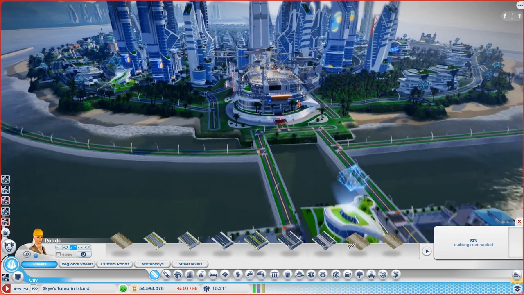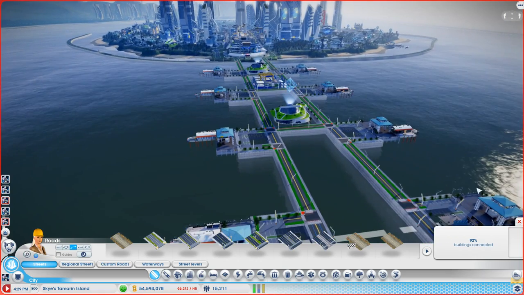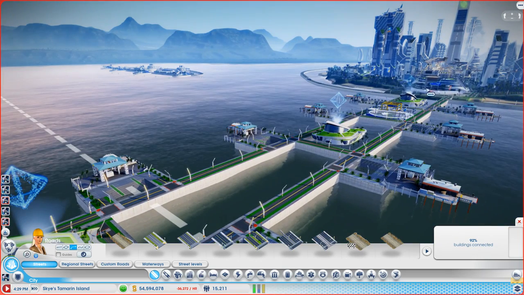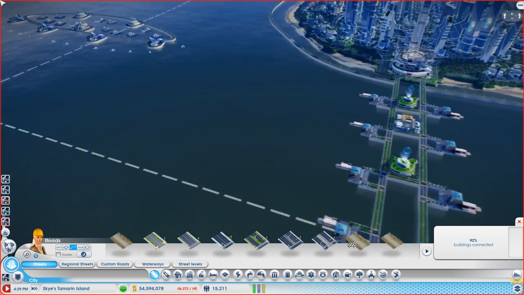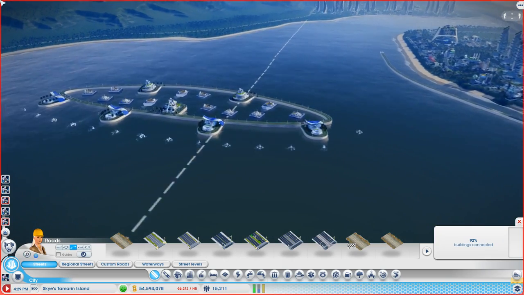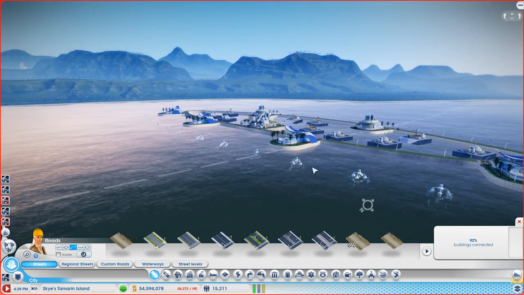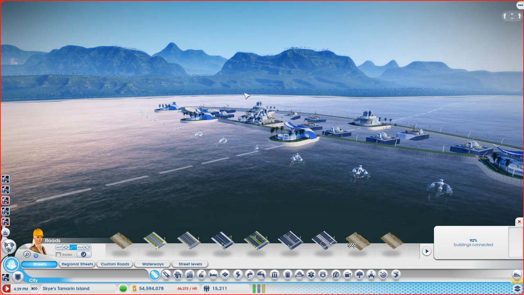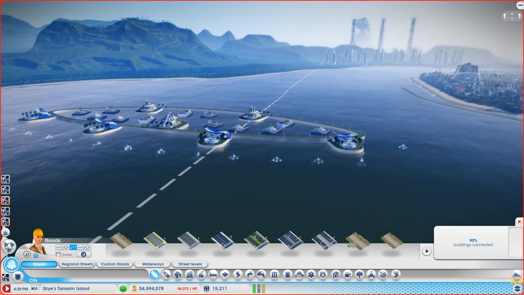Oh, and now we have our outer seawall. We have our docks in place. Still need to tinker around with some buildings. And we've got our wave plant going on over here. Oh man, I love that wave plant. Seriously. Absolutely love that, with the filtration plants all in there. That is just awesome.